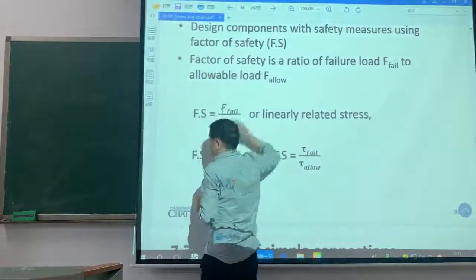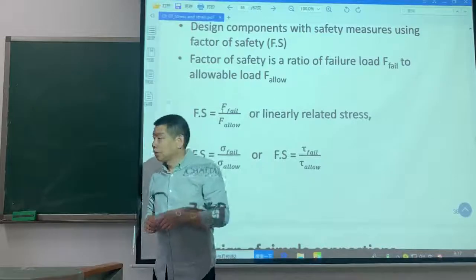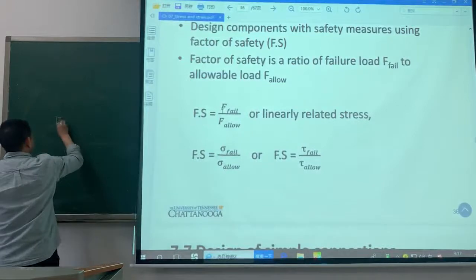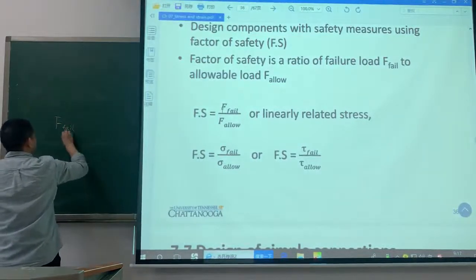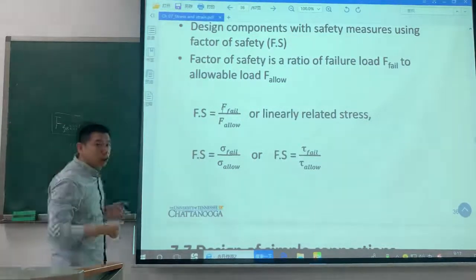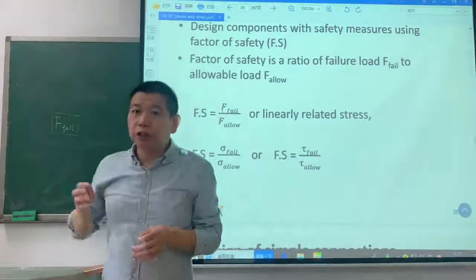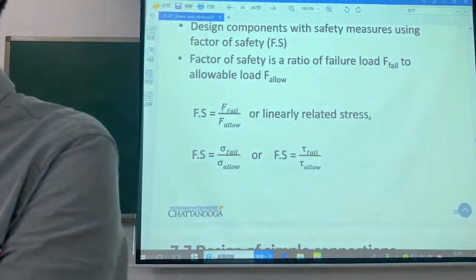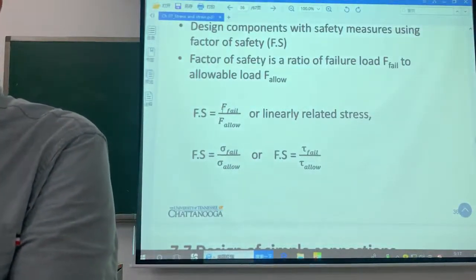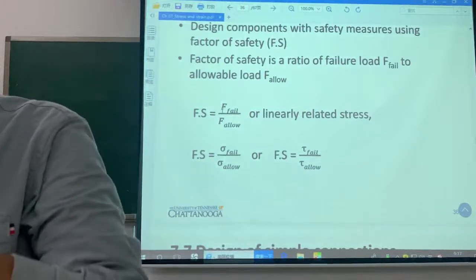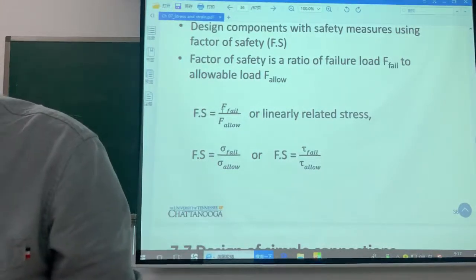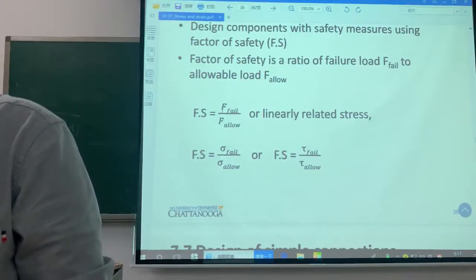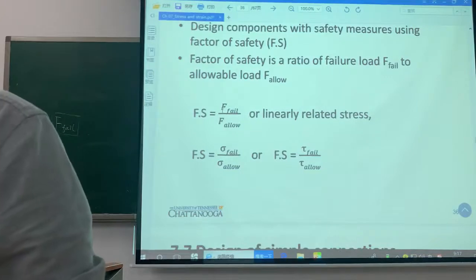Factor of safety. It means F failure. How to get the F failure? We get it from experiment. It means when the loading is 10 Newton, the chalk will be broken. In practice, the loading must be smaller than 10 Newton. Yes or no?